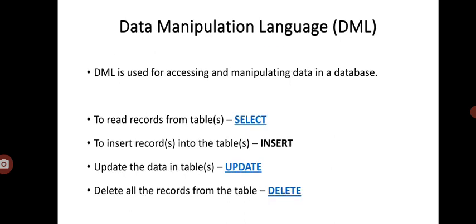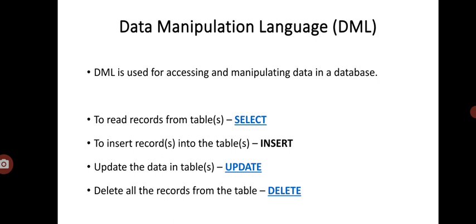Data manipulation language, also called DML, is used for accessing and manipulating the data in the database. Here we come across several commands such as select, insert, update and delete. The select command is used to read the contents available in the database. Select star from the database table: if you mention the table name, it will select all the tuples present in that table. So select is used for viewing the contents present in the database management system.